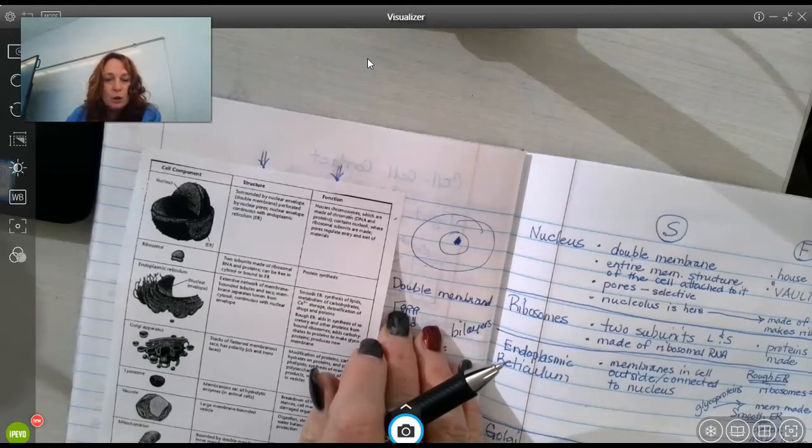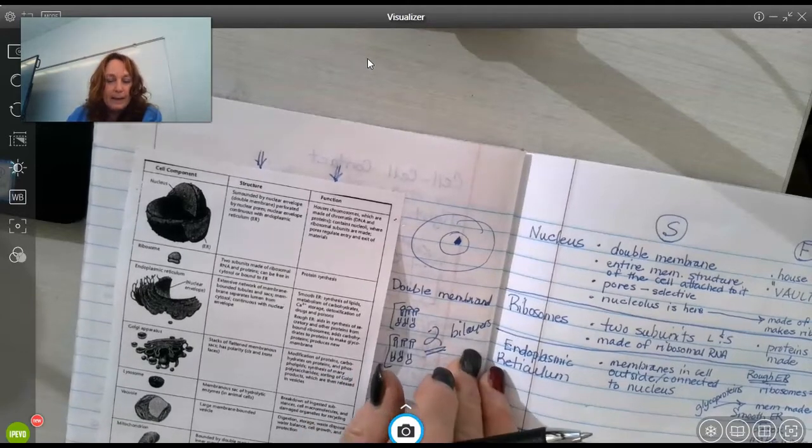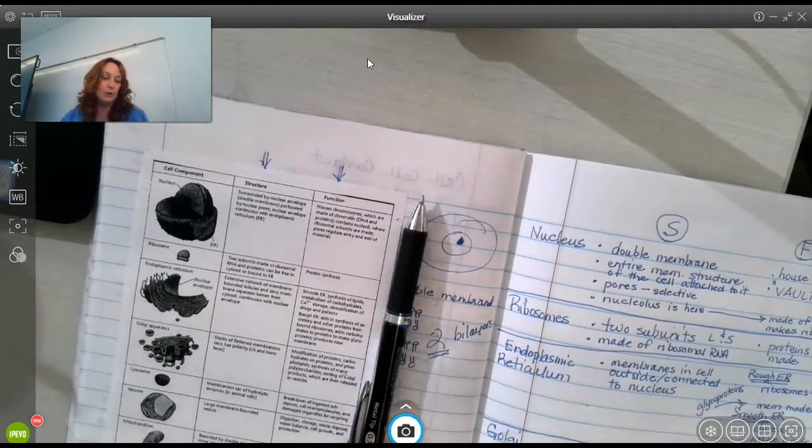If you even had two, they would orient themselves tail to tail. So anytime you have phospholipids, they make a bilayer, and double membrane things have two of them.